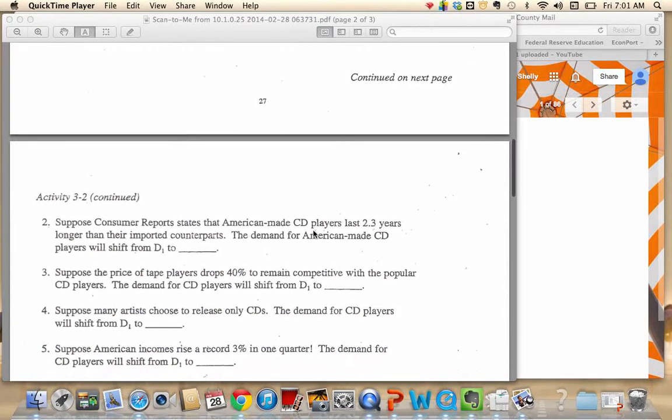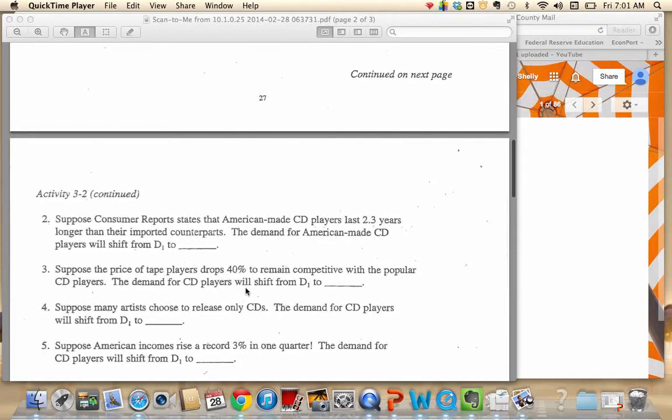Number 3, suppose the price of tape players, and obviously this is an older handout, is going to go down by 40 with CD players. So what happens to the demand for CD players? We're not changing the price of the CD player. We're changing the price of a substitute. So if the price of tape players is going down, our quantity demanded is going up, which means our demand for CD players is actually going to go down. So it's going to go from D1 to D3.